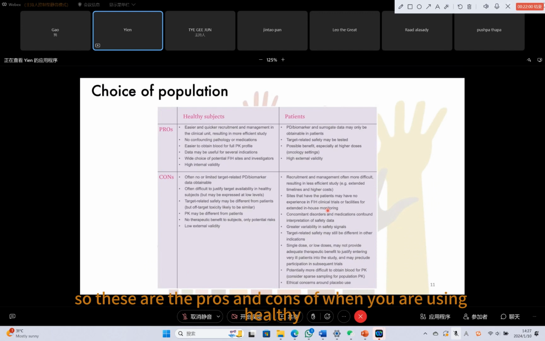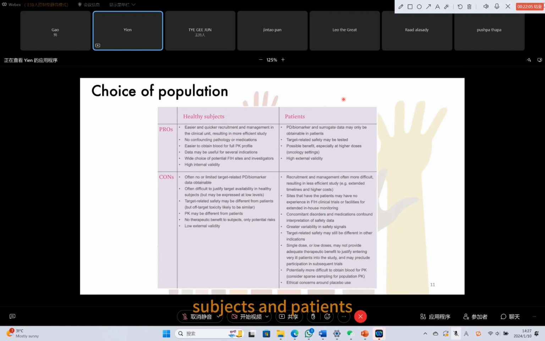Okay. So these are the pros and cons of using healthy subjects and patients, and why you are using them. Yeah, so this is just for your reference. Next slide.